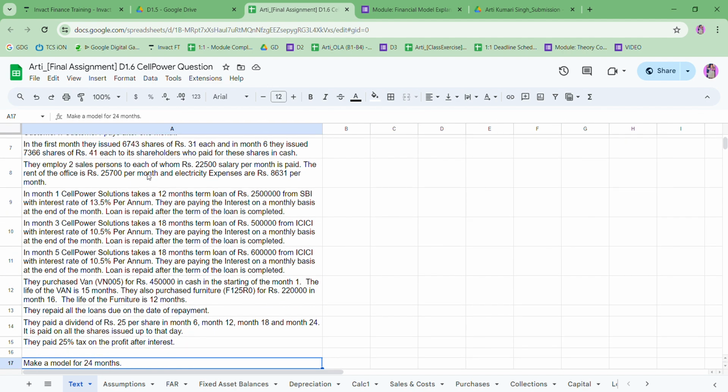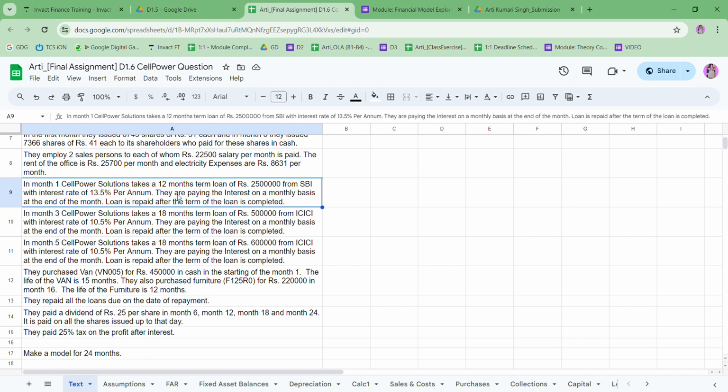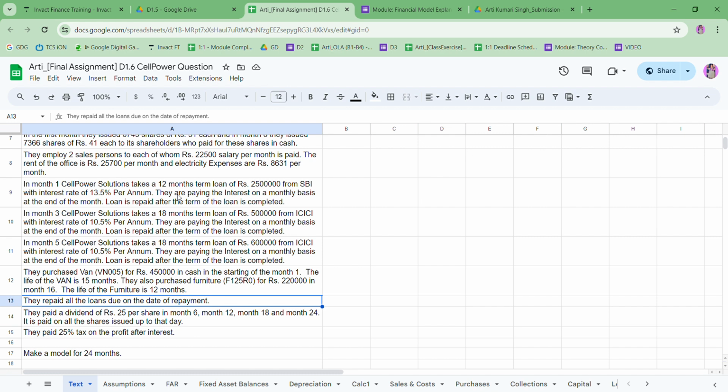We can also see that the term loan information is provided here, with its respective bank and the month in which the loan has been taken. So all this information can be seen here. Here a fixed asset has also been purchased, with the respective useful life of the asset also provided. All the loans have been repaid on the date of repayment. Dividend information can also be seen here, and the tax rate is 25% on the profit after interest.